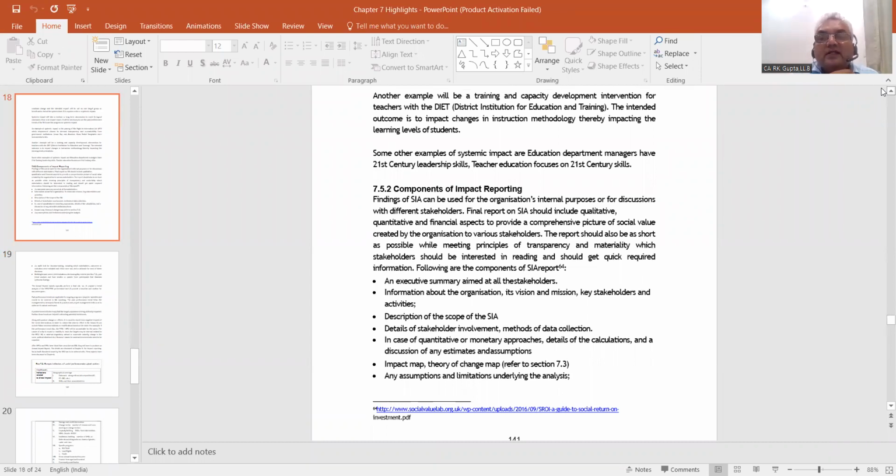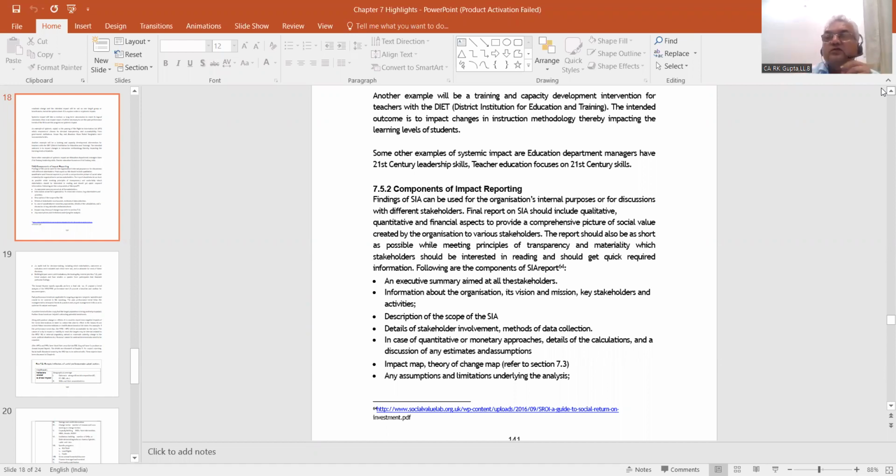Findings of social impact assessment can be used by the organizations for discussion with different stakeholders. So the final report on social impact assessment should include qualitative, quantitative, and financial aspects to provide a comprehensive picture of social value created by the organization to various stakeholders. The report should also be as short as possible while meeting principles of transparency and materiality, which stakeholders should be interested in reading and should get quick required information.